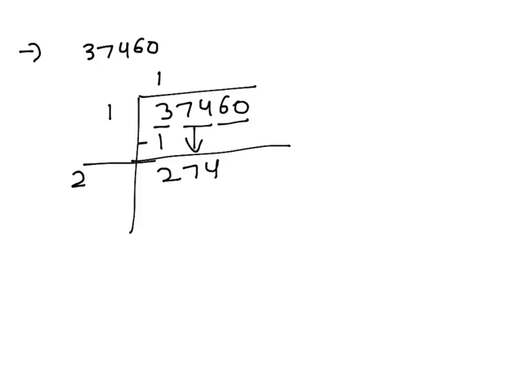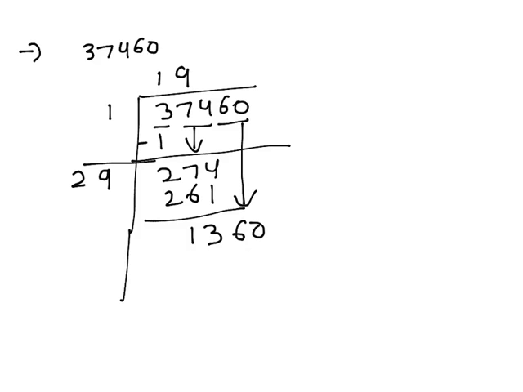So here, I am directly writing 9 because I know 29 times 9 will give me 261, that is much closer to 274. Then if I subtract, it will give me 13. So the next step is copy the next pair, that is 60 over here. Now we will double 19. So sorry, 9 nines will give 18. Then we will add 1 to the next digit, so it will give 38.